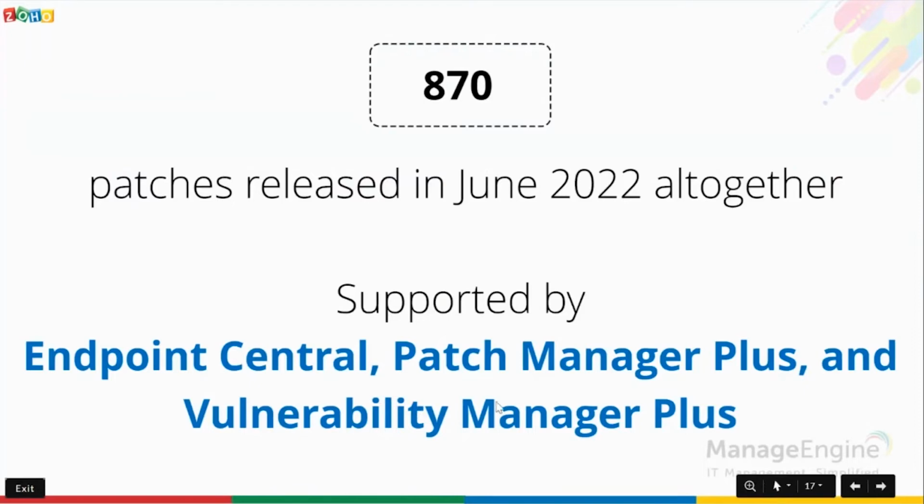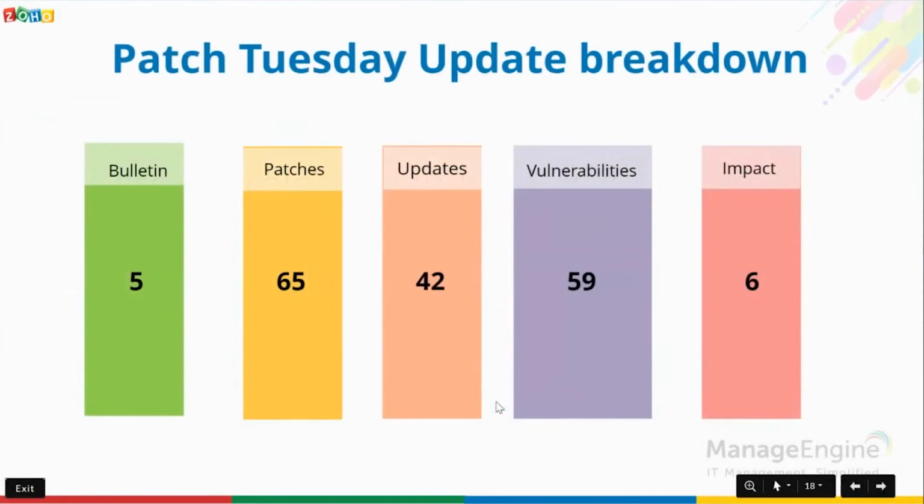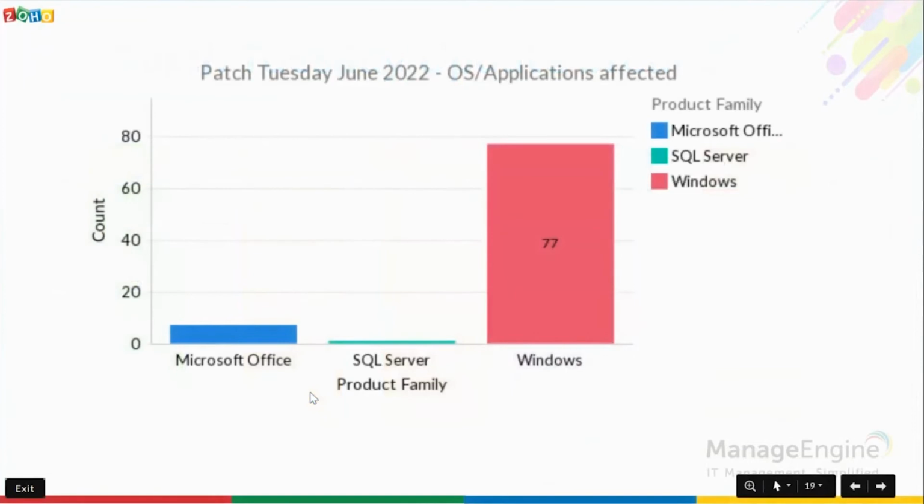Moving on to the Patch Tuesday split up. So we have about 59 vulnerabilities patched this Patch Tuesday, with 65 patches released for the same. Take a look at the breakdown of vulnerabilities with respect to the components that were patched. So as you can see, we have about 77 vulnerabilities addressed in Windows, and a few vulnerabilities addressed in Microsoft Office as well as the SQL Server.